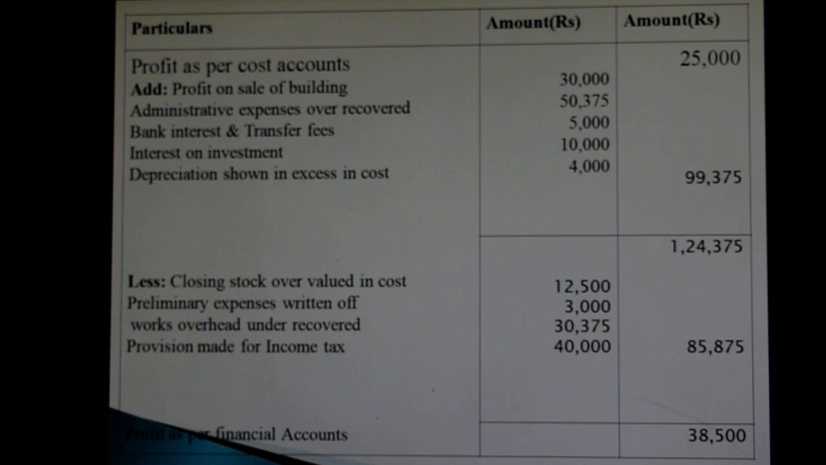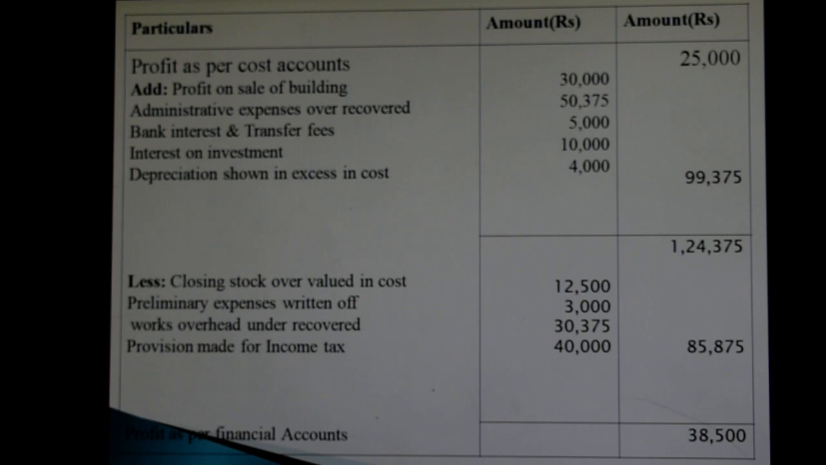So totally 99,375 is added with the base profit of rupees 25,000. Then we get 1,24,375 as the net profit as per cost accounts. With this, we have to deduct some items given in this problem.